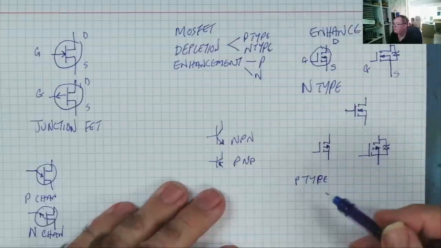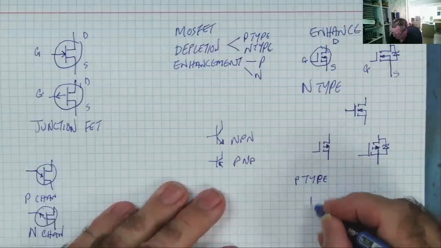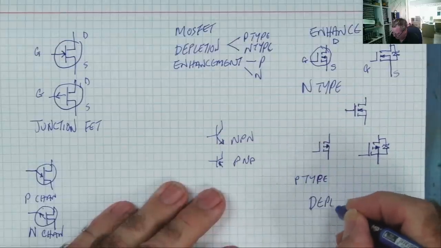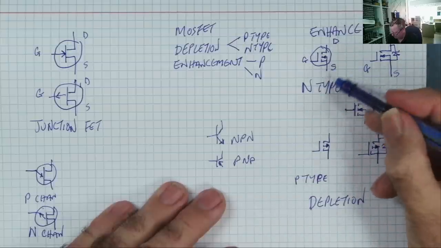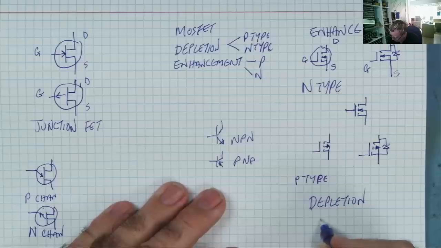The depletion MOSFETs, I won't draw all of them because it's a simple rule. And this also explains the dotted line here. So with a depletion MOSFET, we have a solid line here. Okay?